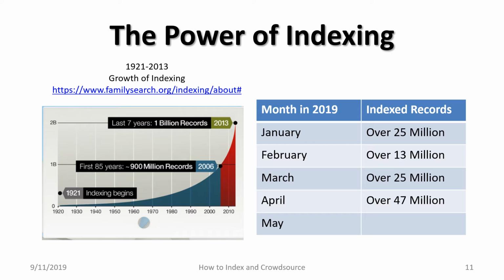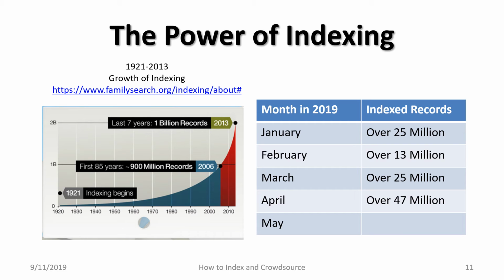She Googled it and only found how many were added to FamilySearch each month. For instance, in February 2019, over 13 million newly indexed records from all over the world were added. In both January and March 2019, over 25 million newly indexed records were added, and in April, an amazing 47 million records were added from all over the world.